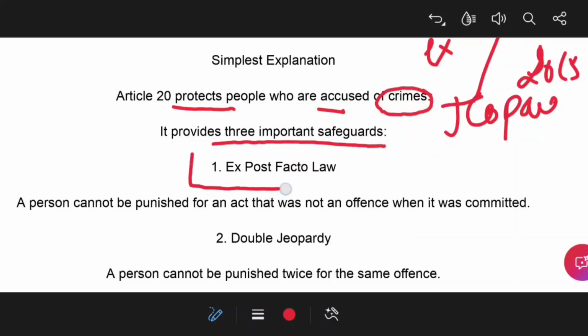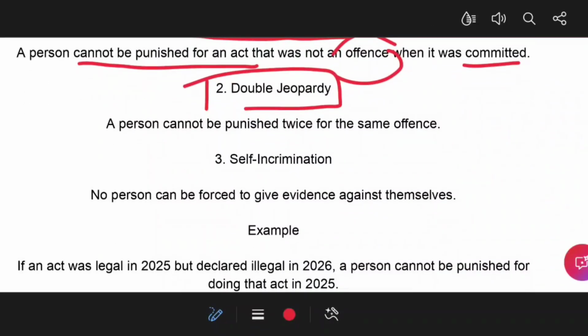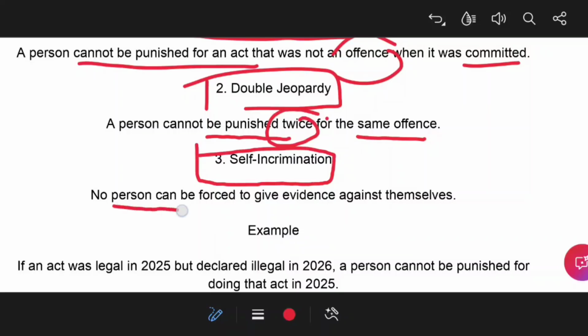What are these? Ex post facto law: a person cannot be punished for an act that was not an offense when it was committed. Second is double jeopardy: a person cannot be punished twice for the same offense. And third is self-incrimination: no person can be forced to give evidence against themselves.